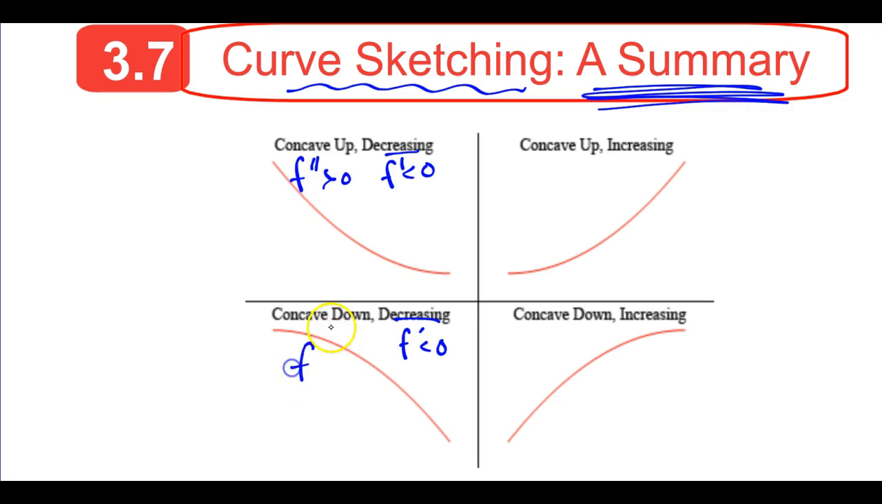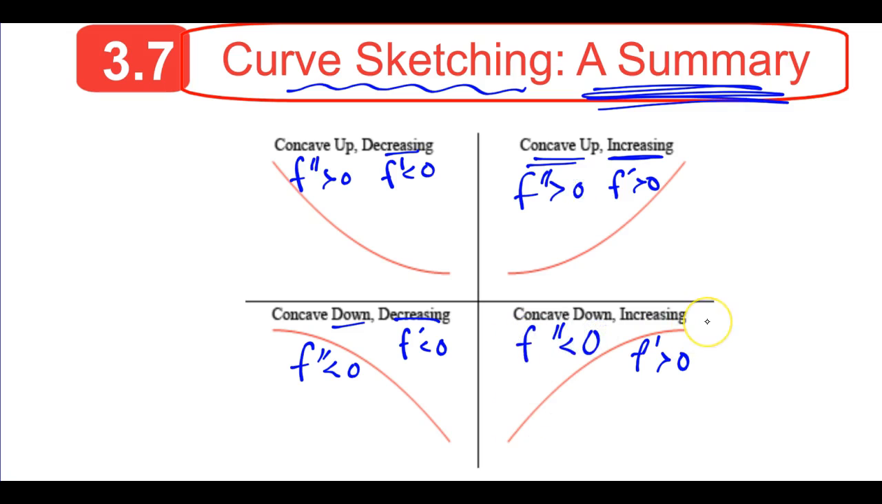But this says concave down, so the second derivative is less than 0. So over here, increasing means what? The first derivative is greater than 0, and then concave up, second derivative is greater than 0, but the second derivative is less than 0 for concave down. So those are the four things that we're going to be looking at.